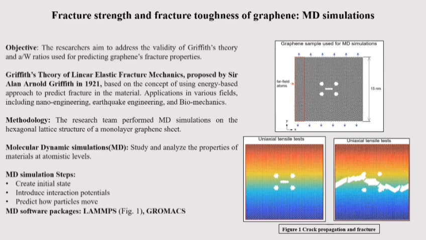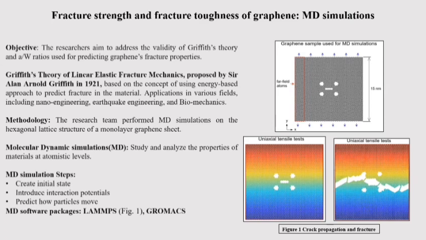In terms of methodology, the research team performed MD simulations on the hexagonal lattice structure of a monolayer graphene sheet. The molecular dynamics simulation method is used to study the properties of materials and also to analyze how molecules move at atomistic levels. To do an MD simulation, there are three important steps.